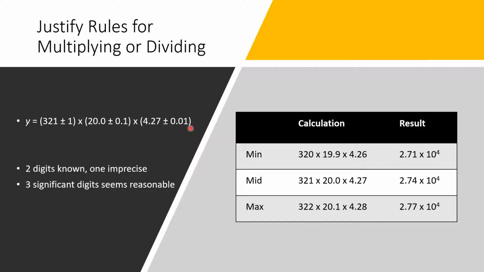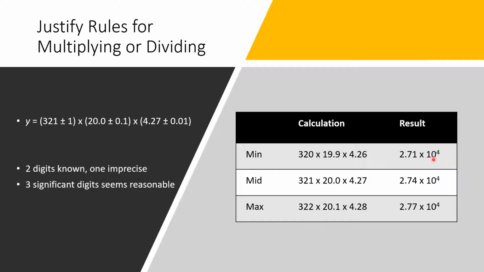So it should give us a feel for what happens if these are, for example, 3 measurements. What happens if in each case we're biased low or biased high, or if we're actually hitting the actual values. So that's what we're looking at here. You can see we're calculating 320 times 19.9 times 4.26. We end up with 2.71 times 10 to the 4th. That's essentially the minimum value.